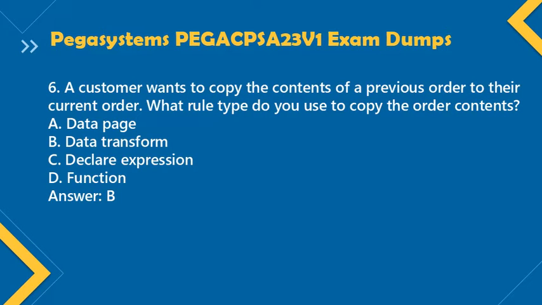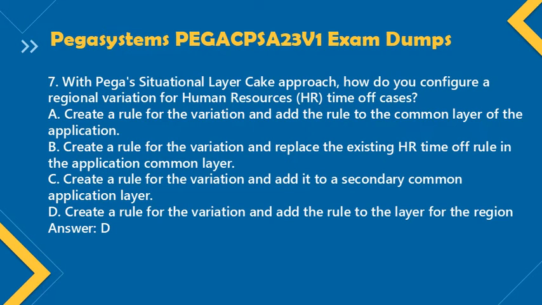Option B, data transform, aligns with the typical approach for copying order contents in a business application. Question 7. The correct answer is D. Create a rule for the variation and add the rule to the layer for the region.